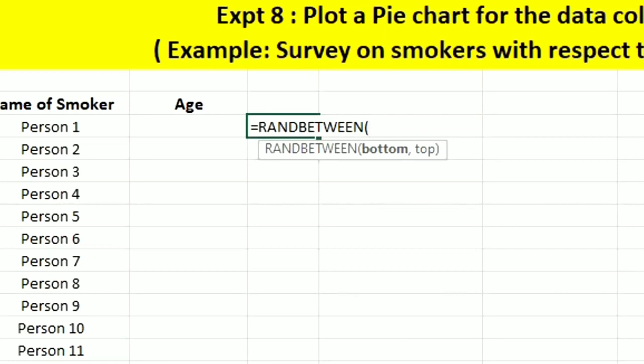Once you double click on it, it will ask for bottom and top. So here I am going to select the range between age 21 to age 95. I am going to type 21 comma 95 and close the bracket. In between 21 to 95 I need the range, therefore I type 21 comma 95, then press enter.